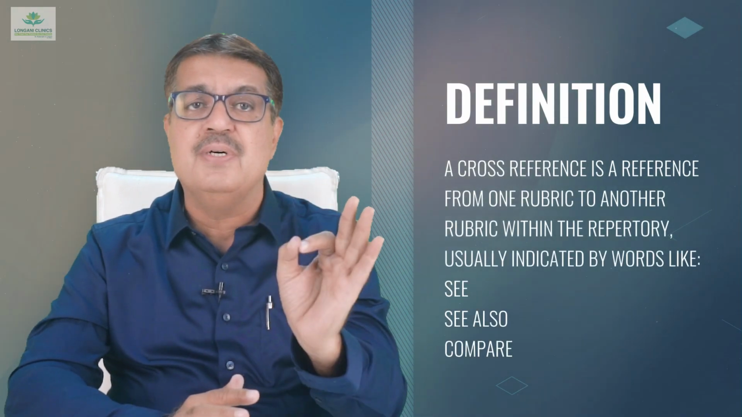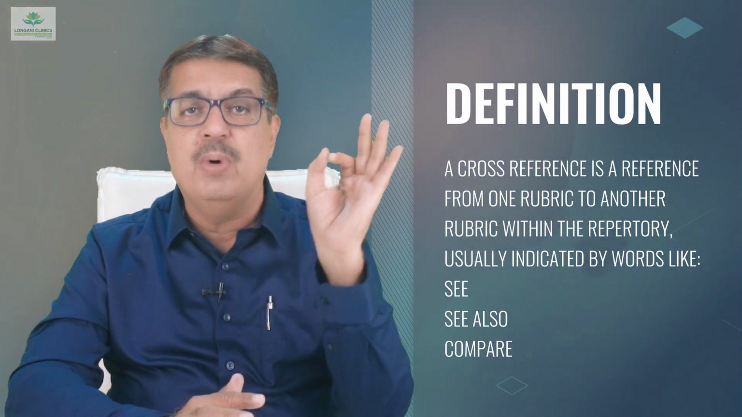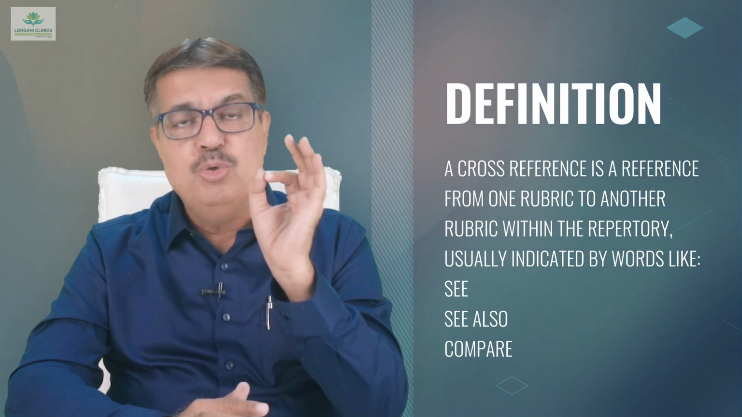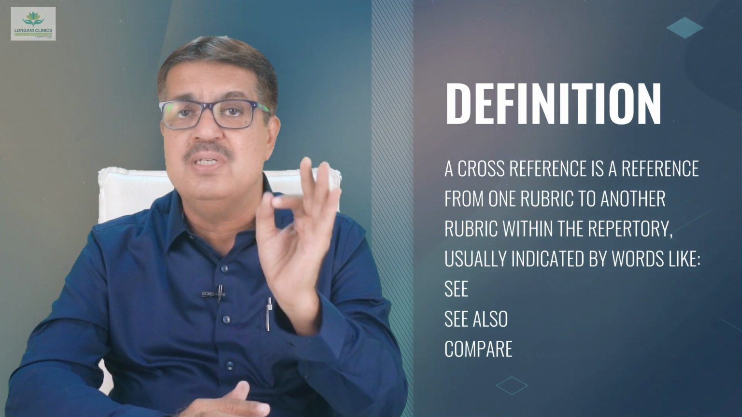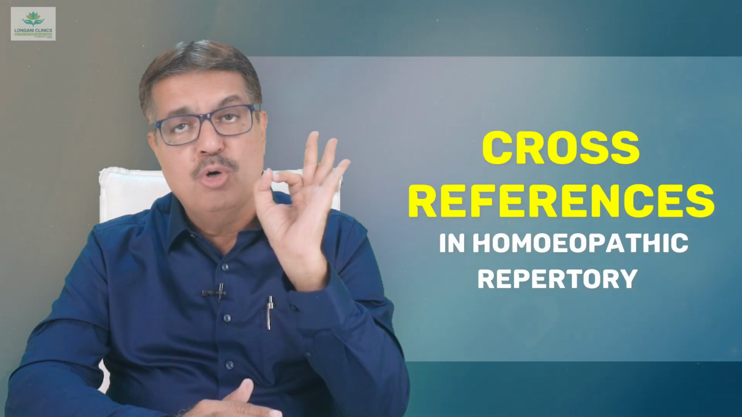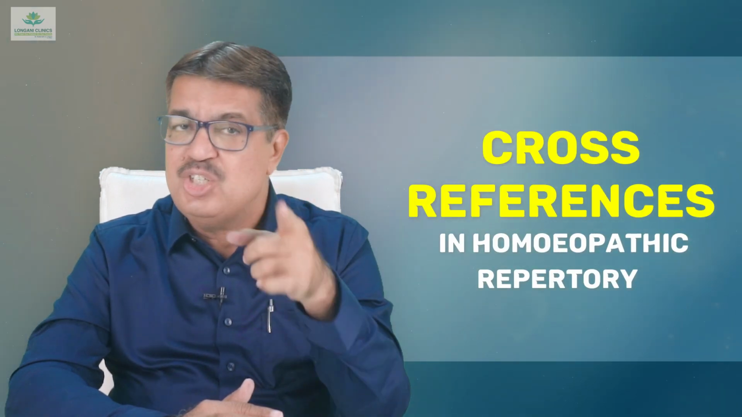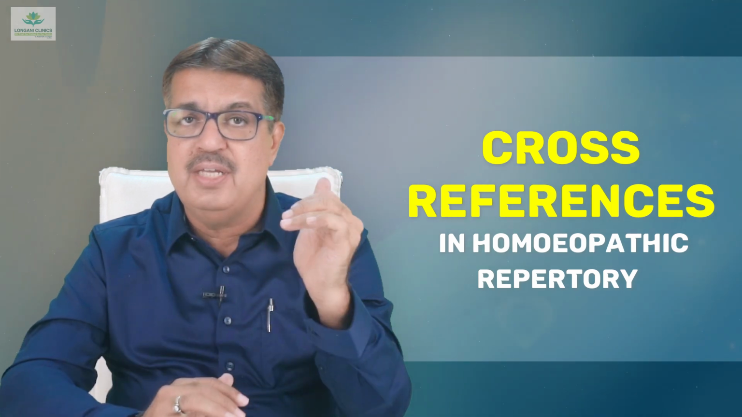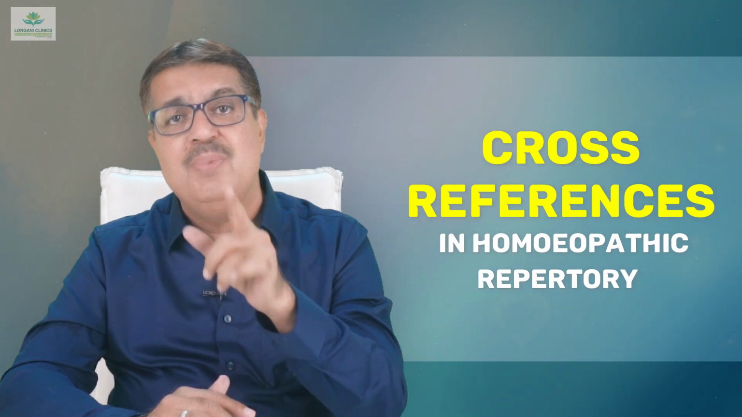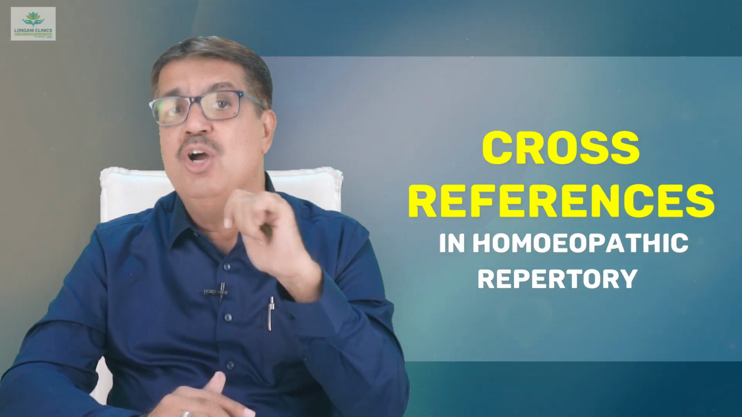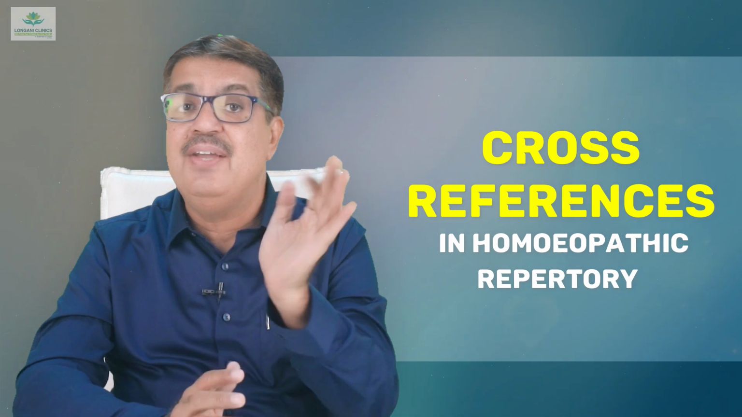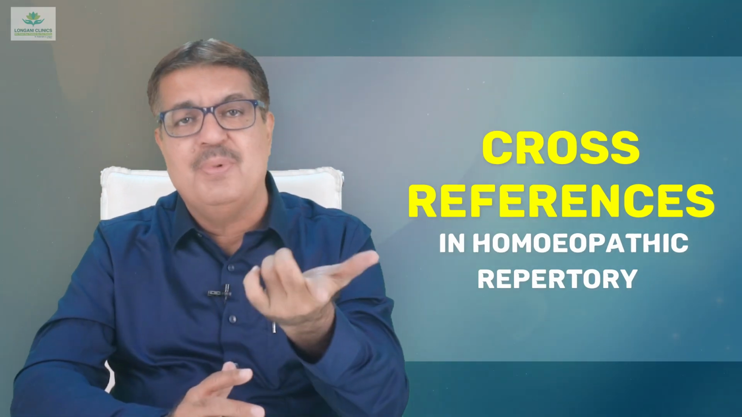A cross reference is a reference from one rubric to another rubric within the repertory, usually indicated by words like "see also" or "compare." Cross references are directions given under a rubric that guide the physician to another related rubric where the symptom may be more fully or accurately represented. They serve as a navigational aid inside the repertory.